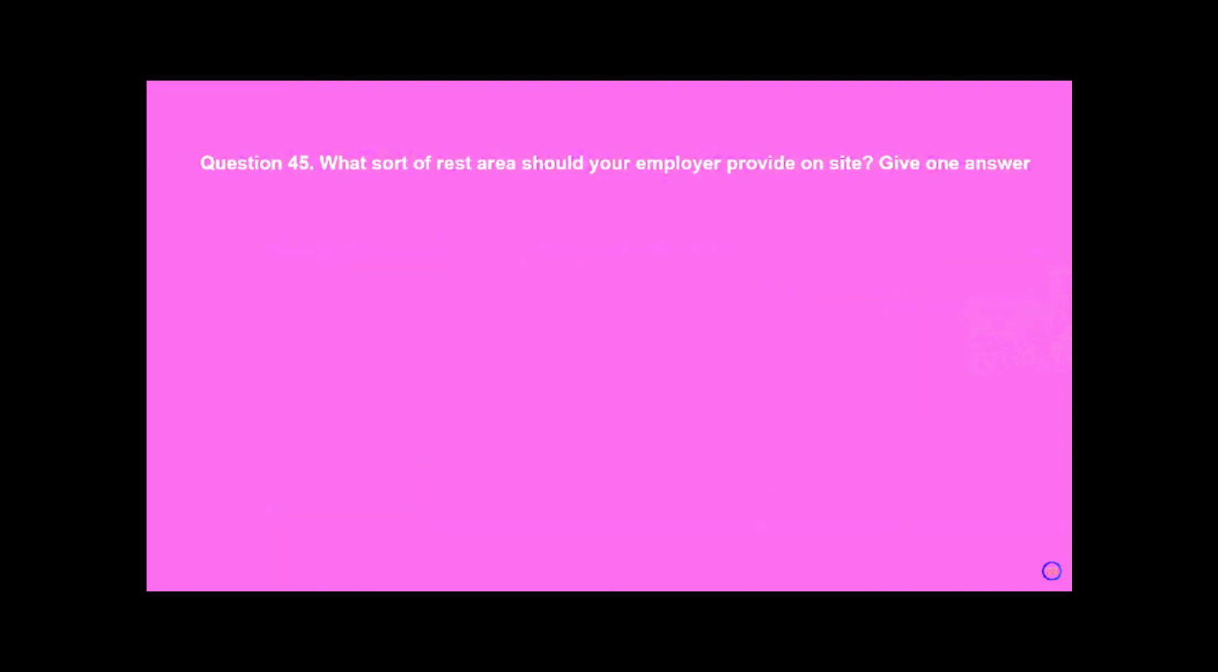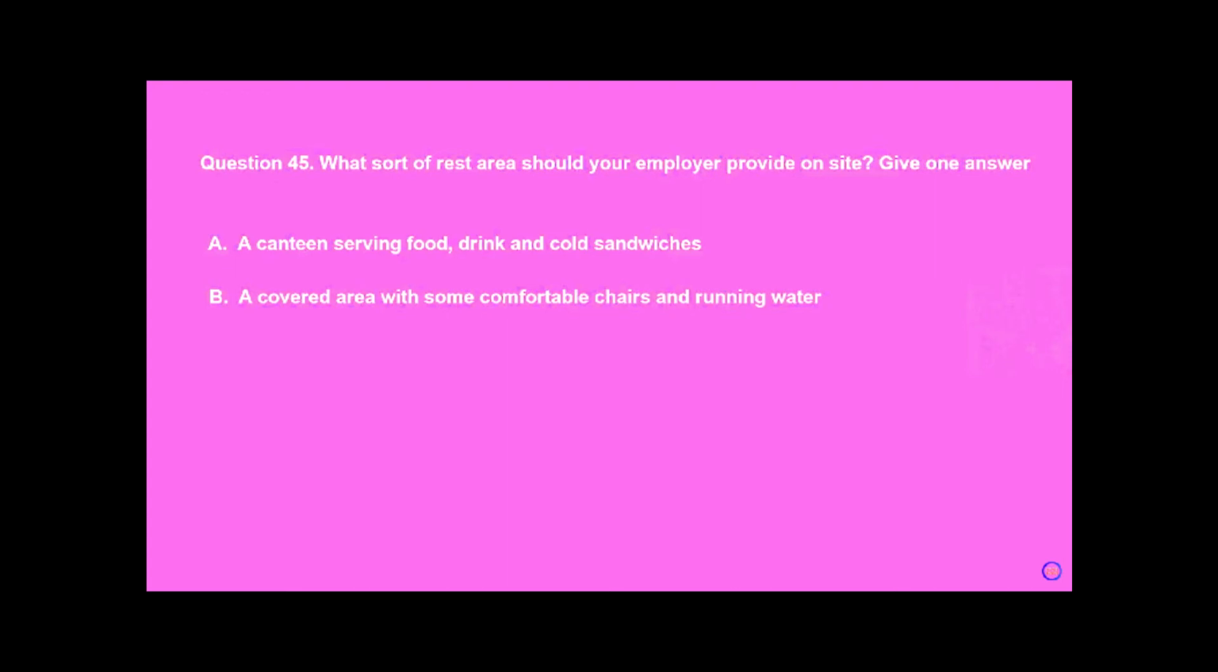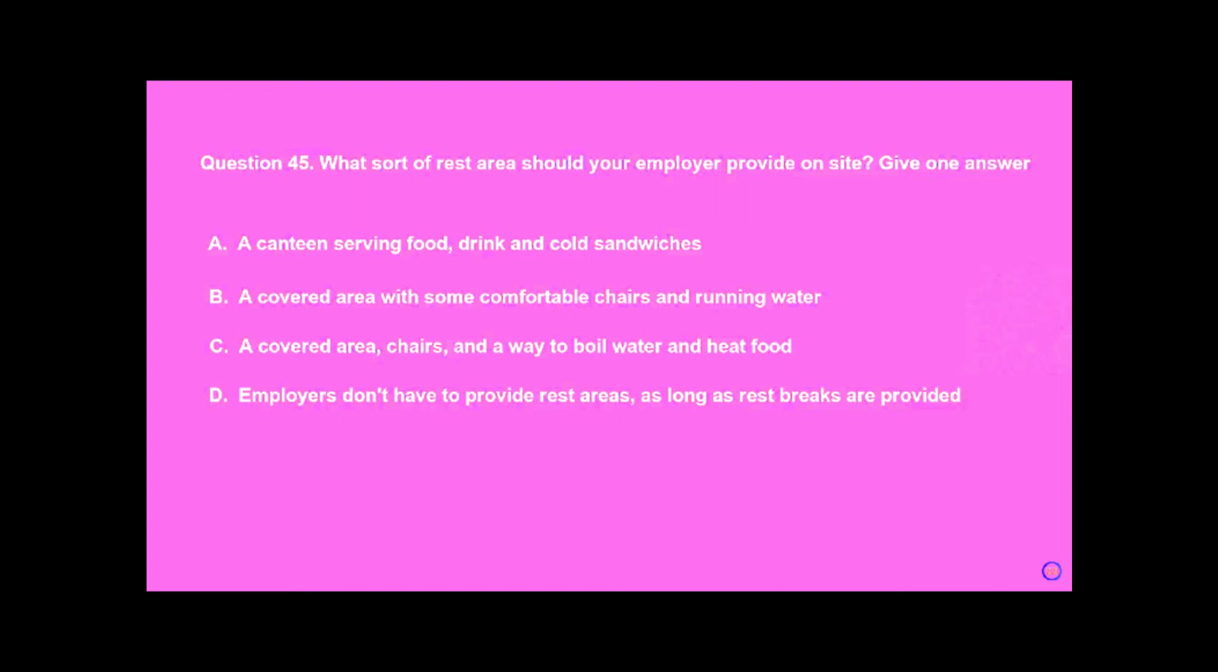Question 45. What sort of rest area should your employer provide on site? Give one answer. A. A canteen serving food, drink, and cold sandwiches. B. A covered area with some comfortable chairs and running water. C. A covered area, chairs, and a way to boil water and heat food. D. Employers don't have to provide rest areas, as long as rest breaks are provided. The correct answer is C. A covered area, chairs, and a way to boil water and heat food.